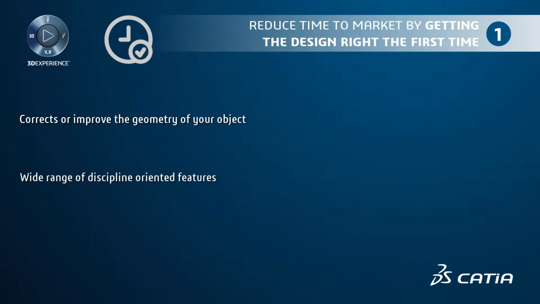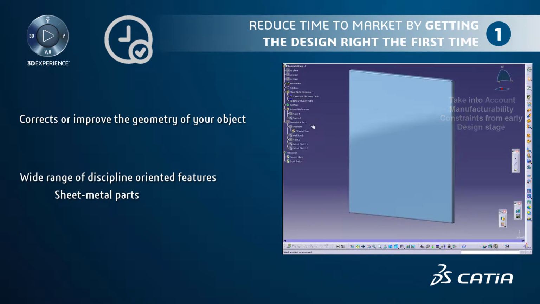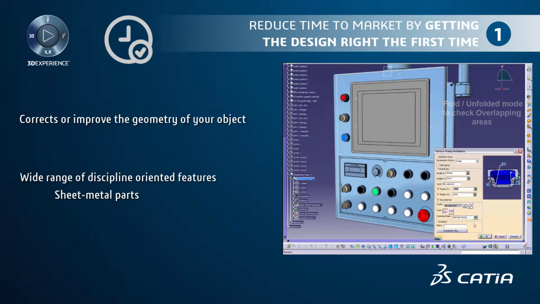Benefit from a wide range of discipline-oriented features and apply company-defined standards to ensure design quality ready for manufacturing. The sheet metal design applications allow efficient design and management of sheet metal components. It incorporates material and process information in sheet metal specific modeling features. This subassembly is the control panel of a cardboard die cutting machine. The inside design has been done and the sheet metal front panel is now going to be detailed.